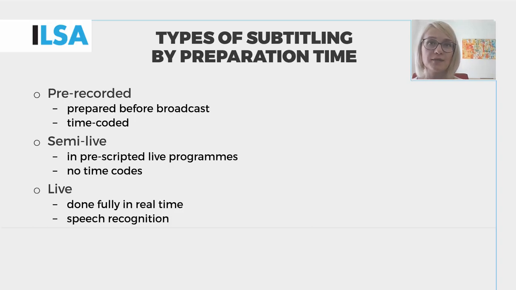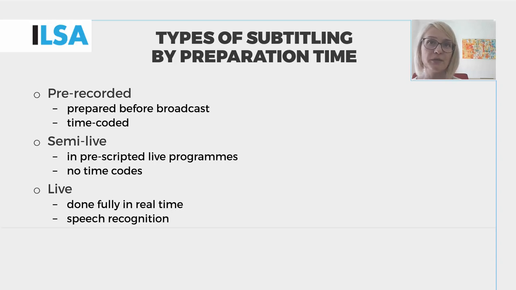There are three different types of subtitling when it comes to the time when subtitles are prepared and broadcast: pre-recorded, semi-live, and live. Pre-recorded subtitles are prepared before the program or film is broadcast. As the video material is available in advance, the subtitler can produce the text and synchronize the subtitles with the dialogues by time coding them.